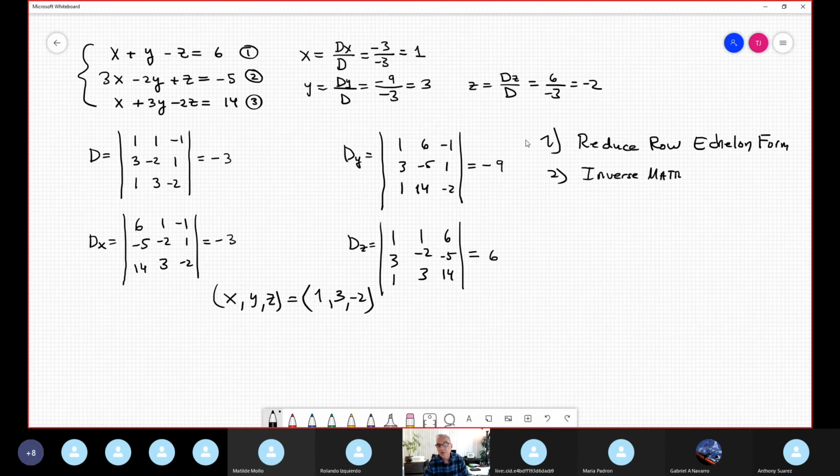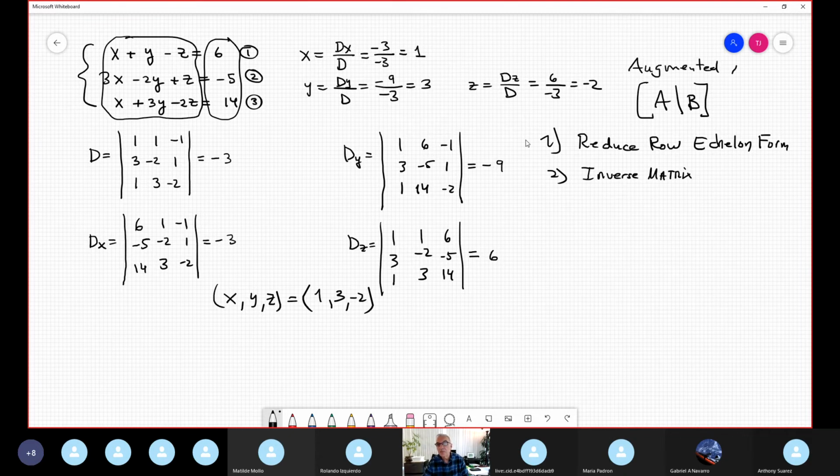But let me say something more. In the echelon method, we form the augmented matrix, separated by a line. This is the matrix A, and B is this, and you put them together like only one matrix. This is called augmenting. And you apply the algorithm of reduced row echelon and algebra, of course. In the inverse method, you manipulate the square matrix.